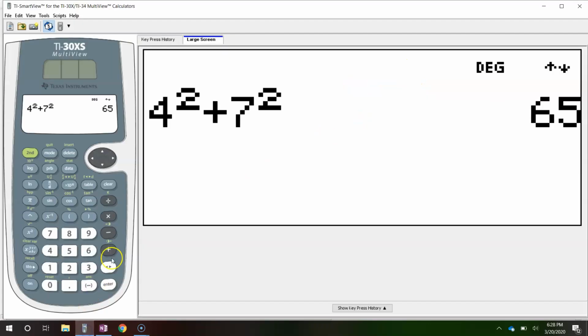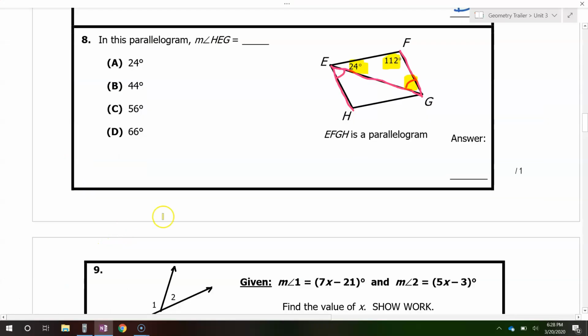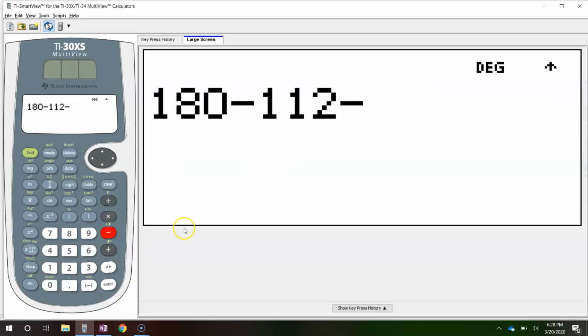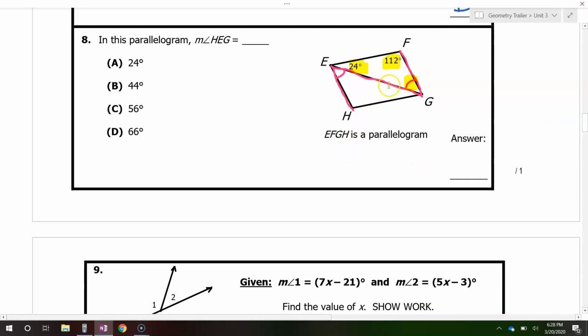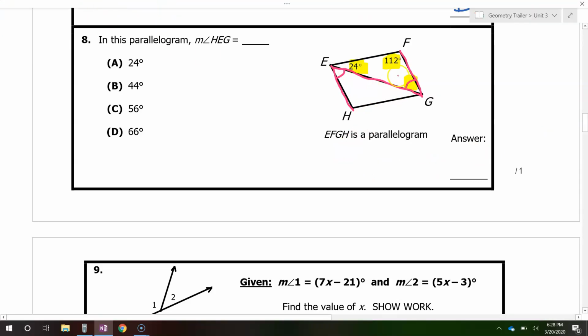So I'm going to do 180, and I'm going to subtract 112, and I'm going to subtract 24. And that should give me the leftover angle of 44 degrees. All right, so that tells me the missing angle is 44 degrees, which means both of these angles are 44 degrees. So the answer is B.